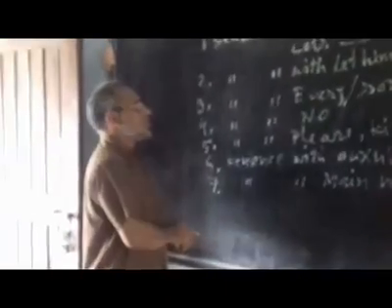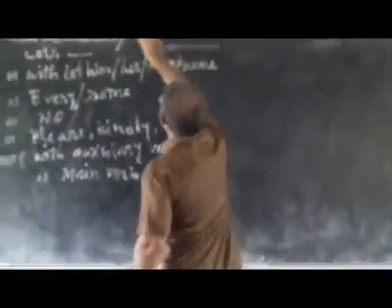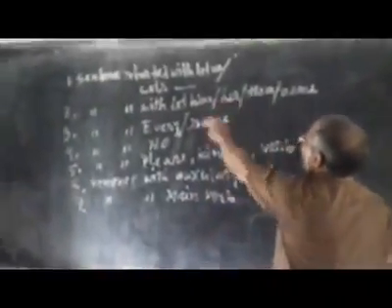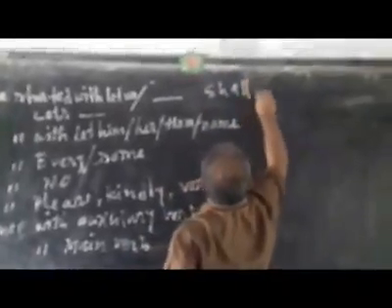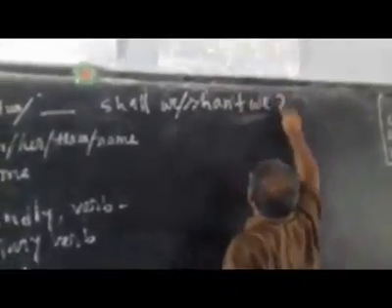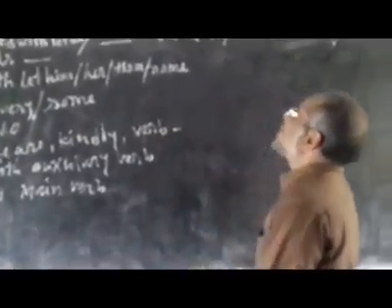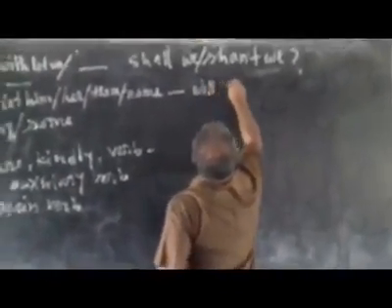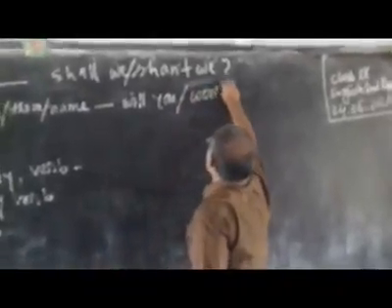So, if we know the rules of these seven kinds of sentences, we can easily use tag questions after any kind of sentence. Number one, sentence started with let us or let's. The tag question will be shall we or can we? And you have to use a question mark at the end of the question. Number two, sentence started with let him, let her, let them, or any kind of name. The tag question will be will you or won't you.